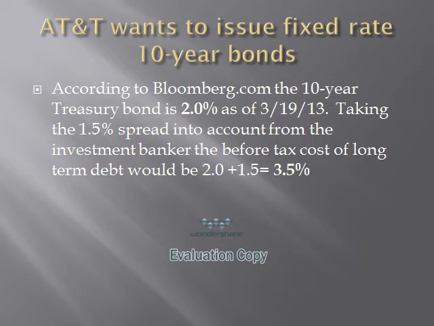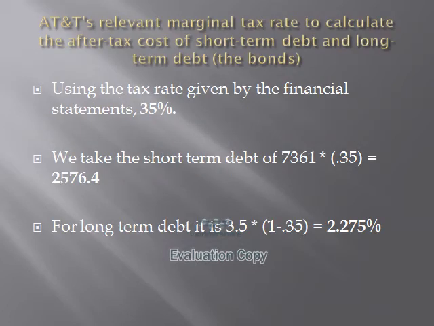AT&T wants to issue fixed-rate 10-year bonds. According to Bloomberg, the 10-year Treasury bond as of 3/19 of 2013 is 2%. You take the 1.5% spread into account and add those together, and you get 3.5%. AT&T's relevant marginal tax rate is used to calculate the after-tax cost of short-term debt and long-term debt, which is the bonds that hypothetically we're going to issue.